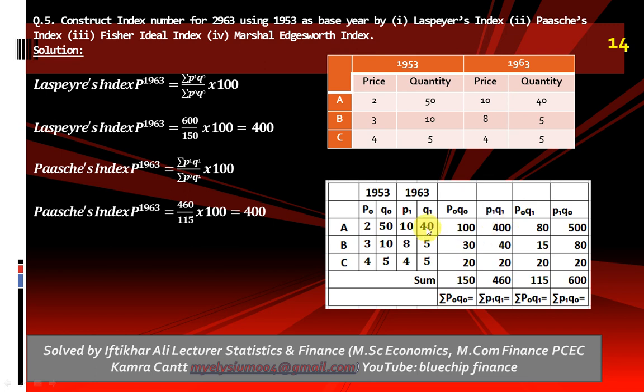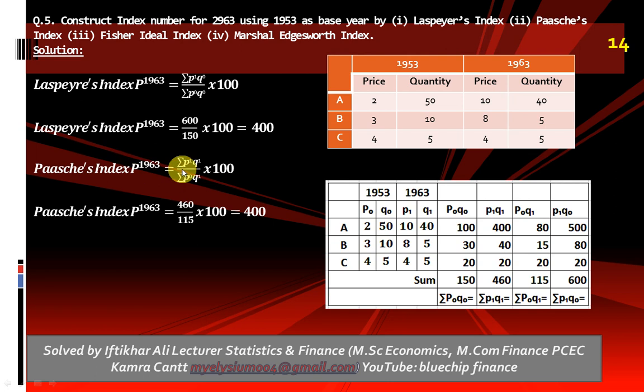P1 Q1, 40 multiplied by 10, 400, 5 multiplied by 8, 40 and so on, sum is 460. P0 Q1, P0 2 and Q1 40, 40 multiplied by 2, 80, 5 multiplied by 3, 15 and so on, sum is 115. And P1 Q0, P1 10 and Q0 50, so 500, 8 multiplied by 10, 80 and so on, sum is 600. Formula for Laspeyres index for 1963, sum of P1 Q0 divided by sum of P0 Q0 multiplied by 100. After putting the values, index is 400.